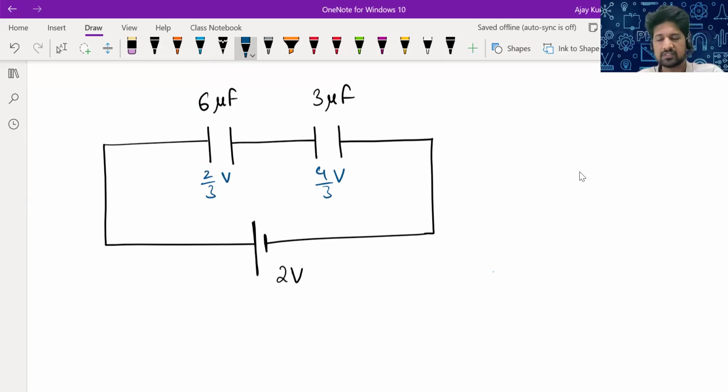And once you know potential differences, you can directly tell the charge, Q is equal to CV. So for the first one, 6 microfarad multiplied with 2 by 3. 6 into 2 by 3 becomes 4 microcoulombs.